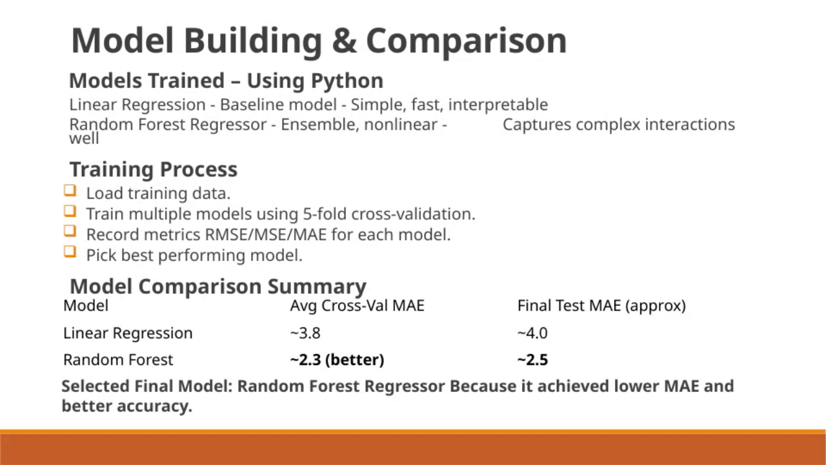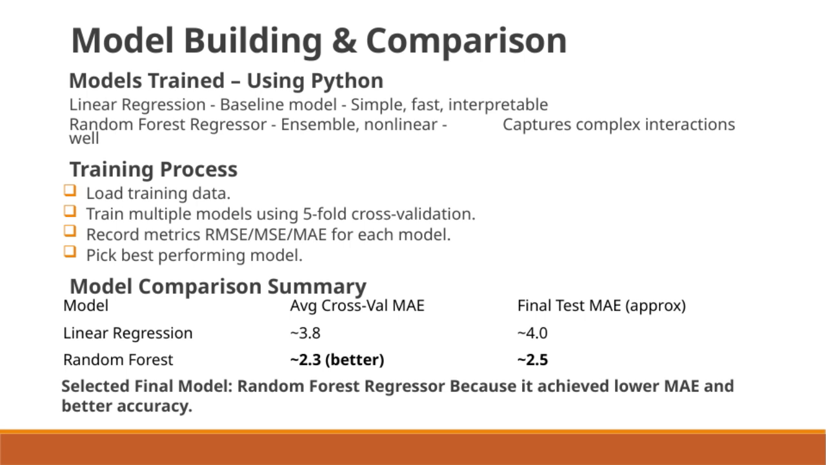Now, let's look at our selected final model. We chose the random forest regressor because it achieved a lower MAE and better overall accuracy compared to the other models. As you can see in the table, the linear regression had an average cross-validation MAE of around 3.8 and a final test MAE of about 4, whereas the random forest scored approximately 2.3 in cross-validation and around 2.5 on the test set. We trained these models using Python, starting with linear regression, which served as our baseline.